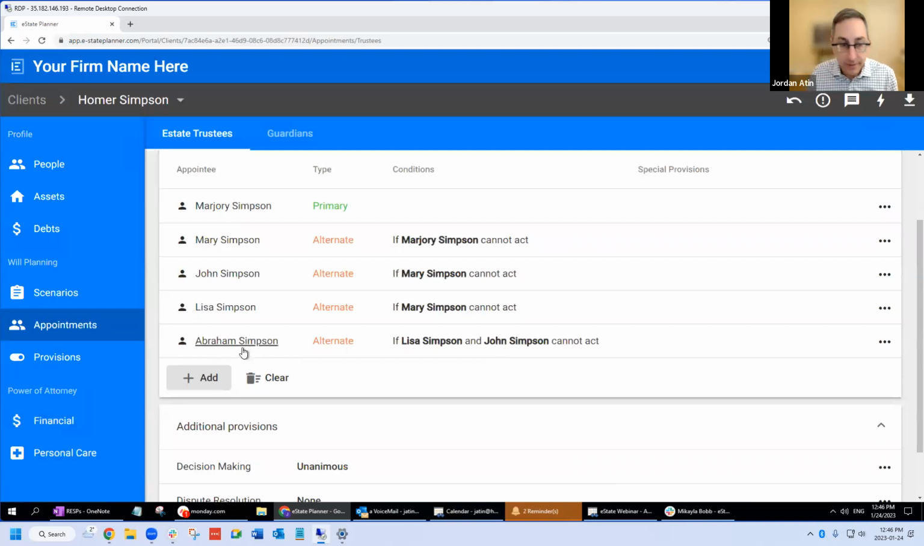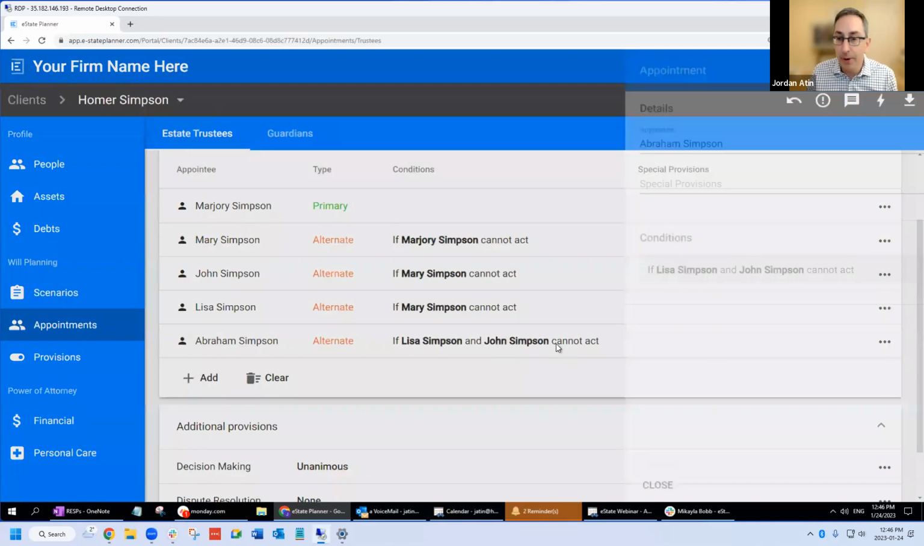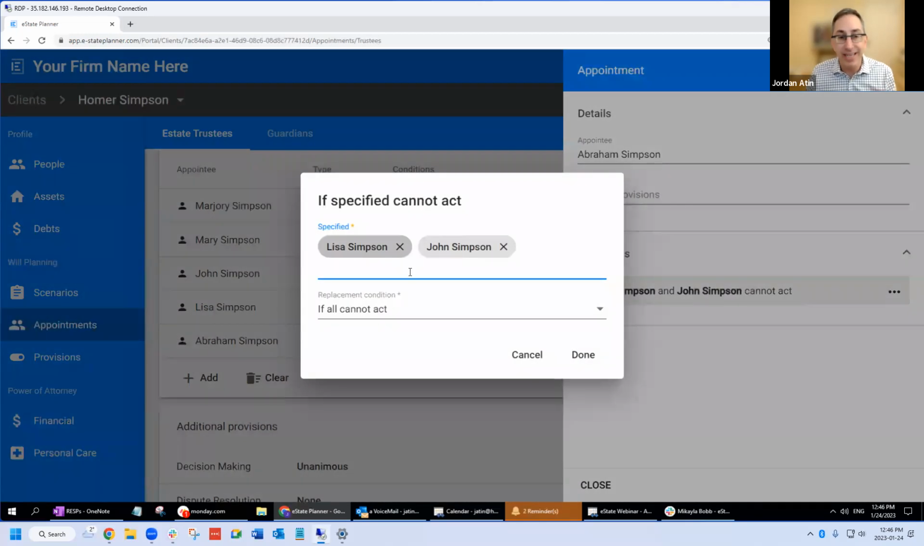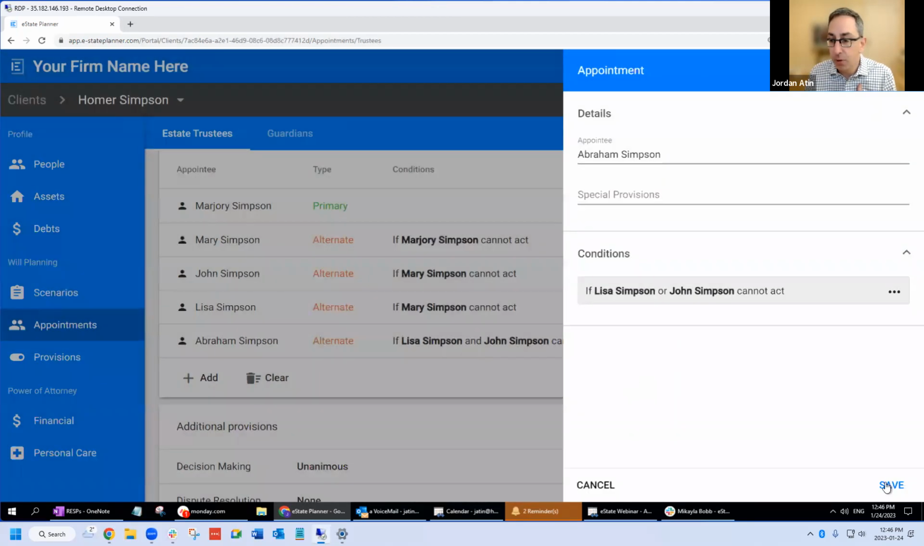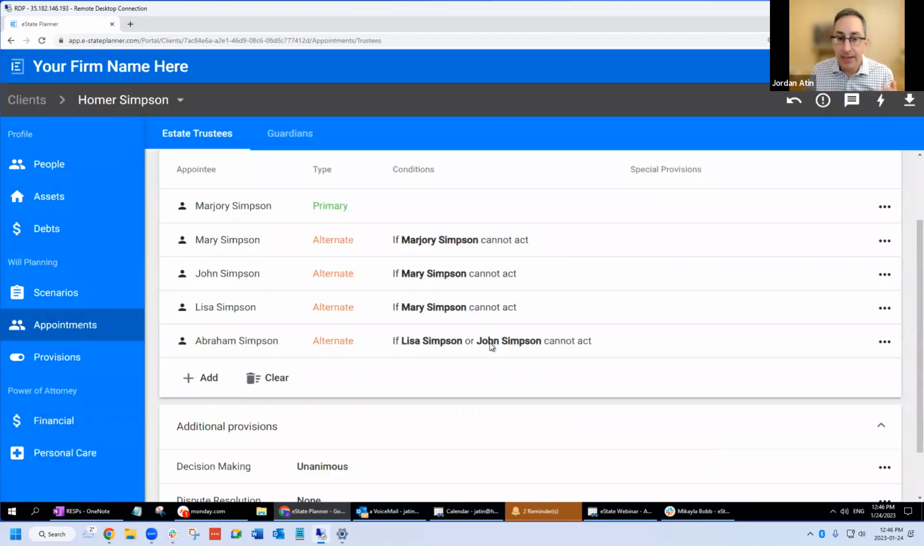If, on the other hand, as an example, I wanted Abraham to act only in case of either of them not being able to act. So Lisa dies, but John's still available. Well, I want Abraham to step into Lisa's shoes. Then we're going to pick Lisa and John, and then if any cannot act. And of course, it's going to draft it differently, depending on what you pick. So does that make sense as far as how you appoint replacements?